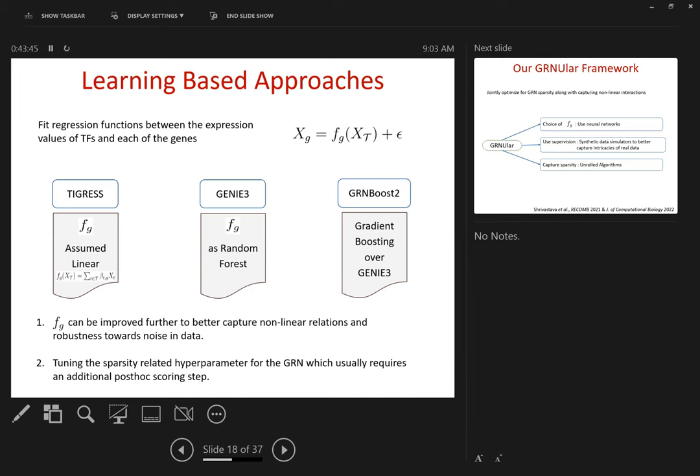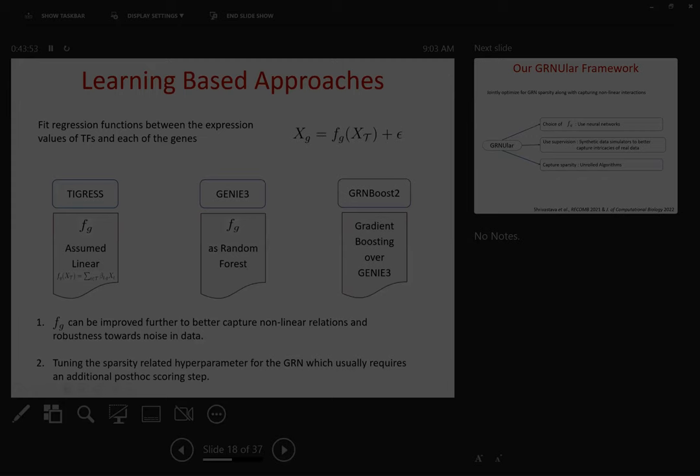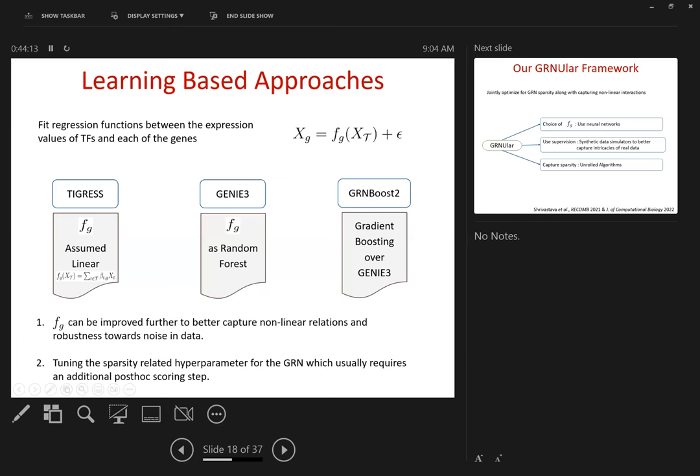So we looked into designing algorithms in this area, and other people are already doing so. A simple way to think about this is the following. You have a set of genes known as the transcription factors, that is XT here, that's the set. And X is the set of all genes, and XT is the set of transcription factors. And you're modeling the expression of each gene, so XG refers to a specific gene, as a function of the transcription factor values plus random noise epsilon. So this is how you kind of model it.